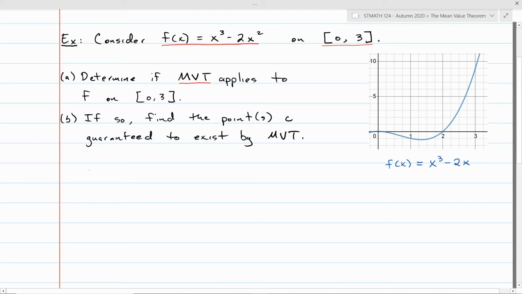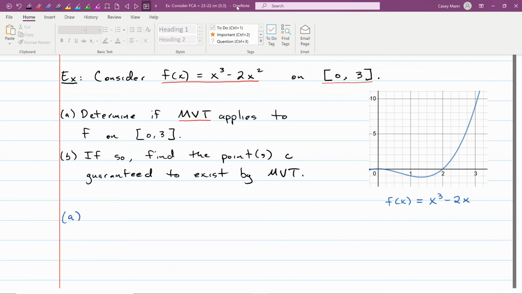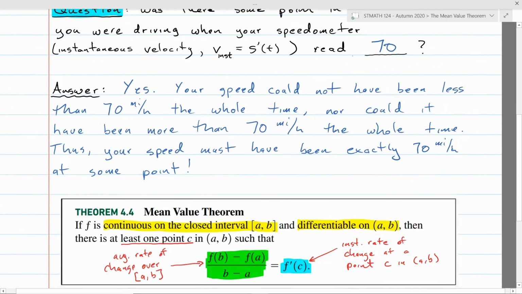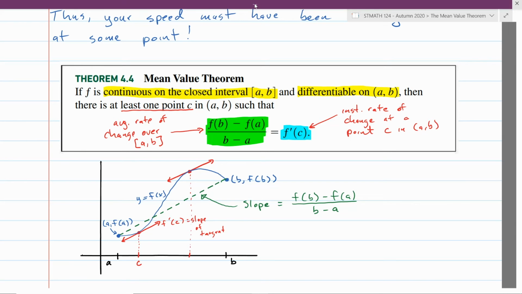So first, let's do part A. What we mean by determine if the mean value theorem applies to f on 0 to 3 is to check, are the hypotheses of the mean value theorem satisfied? So if we scroll back to the mean value theorem, in yellow are the hypotheses. We've got to have that the function is continuous on the closed interval a to b and it's differentiable on the open interval a to b. Well, let's look at what we've got here.